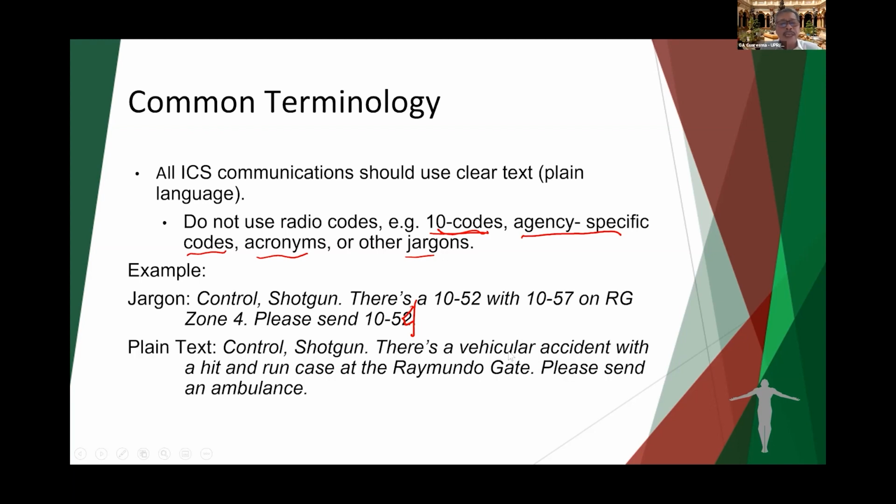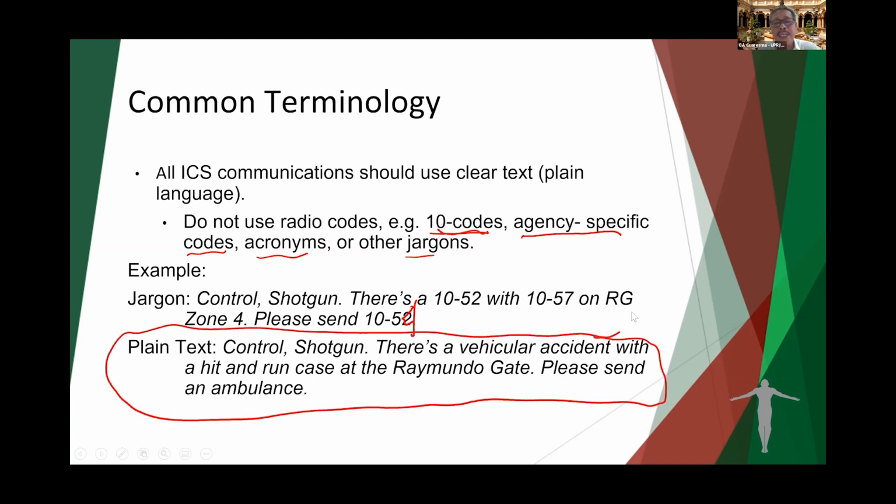Now, in plain text, you just say, Control, this is Shotgun. There's a vehicular accident with a hit and run case at the Raimundo Gate. Please send an ambulance. Now, clearly, this is more understandable by anybody in the ICS or in the IMT than the jargon one.